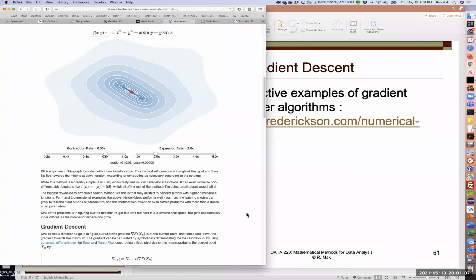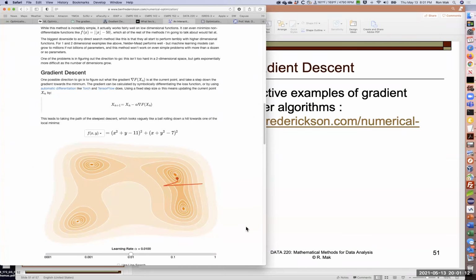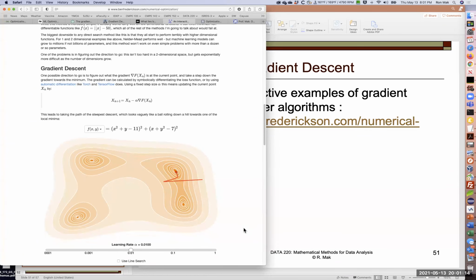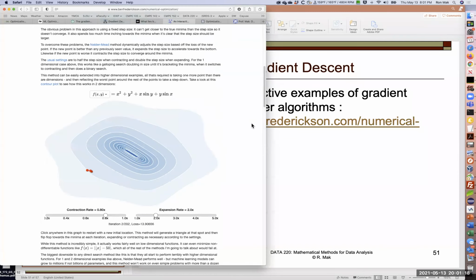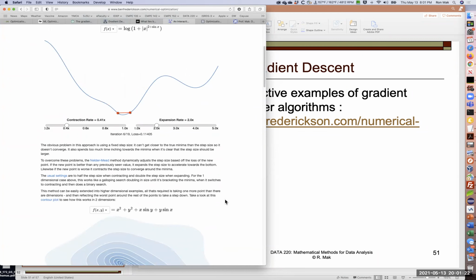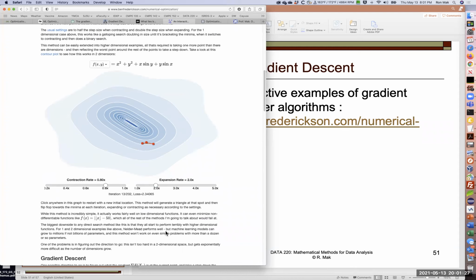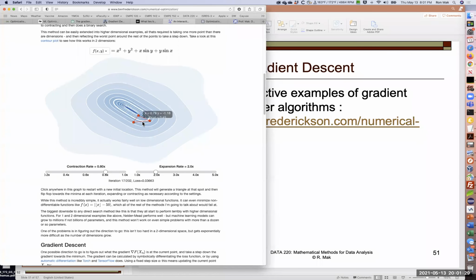Let's see what else we have here. Oh, okay, this is the one that has several. Okay, he's talking about descent. So I guess these are minimization problems. Hang on, make sure. Okay, that was Nelder-Mead. This is, okay. Well, this is also Nelder-Mead, sorry.